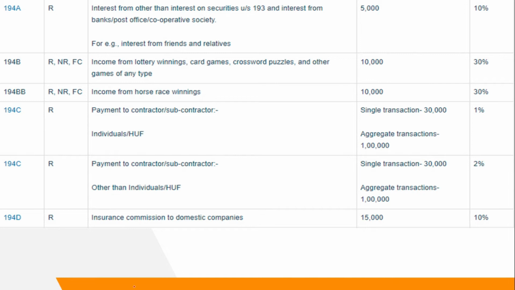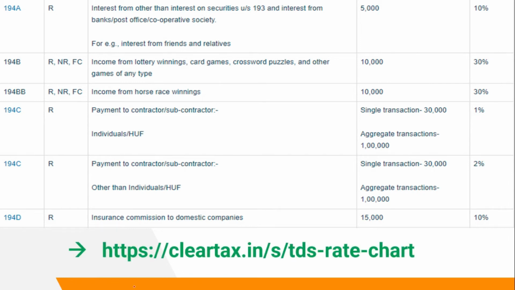There are various services on which TDS is applied. If you want to know the various services and the different tax rates for it, you can visit this website and check the TDS rate for different services.